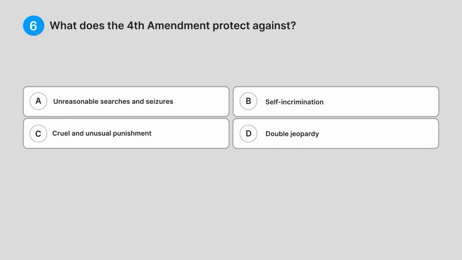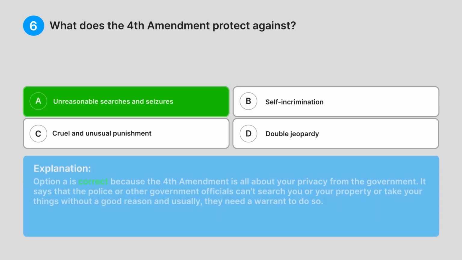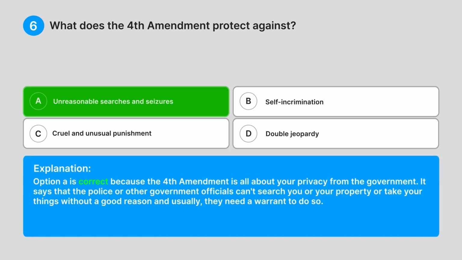Correct answer, A. Unreasonable searches and seizures. Explanation. Option A is correct because the Fourth Amendment is all about your privacy from the government. It says that the police or other government officials can't search you or your property or take your things without a good reason, and usually they need a warrant to do so.